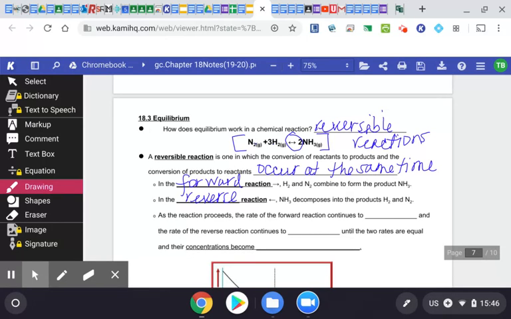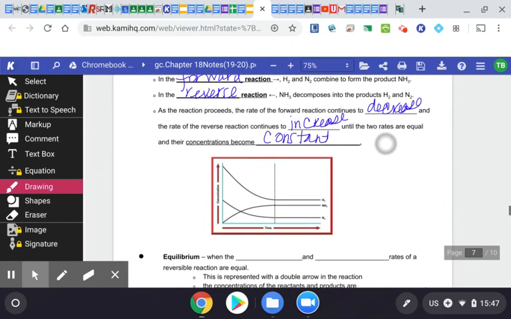Now, in the very beginning of the reaction, we have a lot of nitrogen and hydrogen, and we don't have any ammonia. But as that reaction proceeds, the rate of the forward reaction continues to decrease, and the rate of the reverse reaction continues to increase until the two rates are equal and their concentrations become constant. That's what this graph here is showing us.